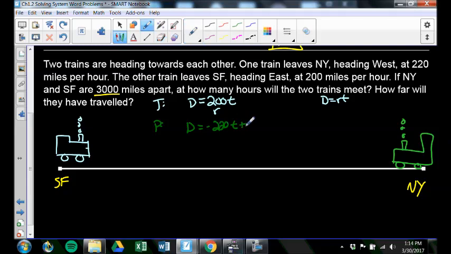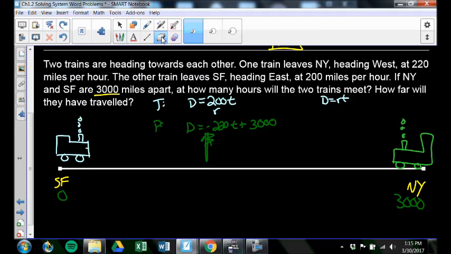And he has to travel starting at the point 3,000. I'm going to call this the point 3,000, and this the point 0. Thomas is starting at 0, Percy is starting at 3,000. Since Percy is going backwards, meaning in the opposite direction, he has a negative slope. That negative slope just means it's the other direction.